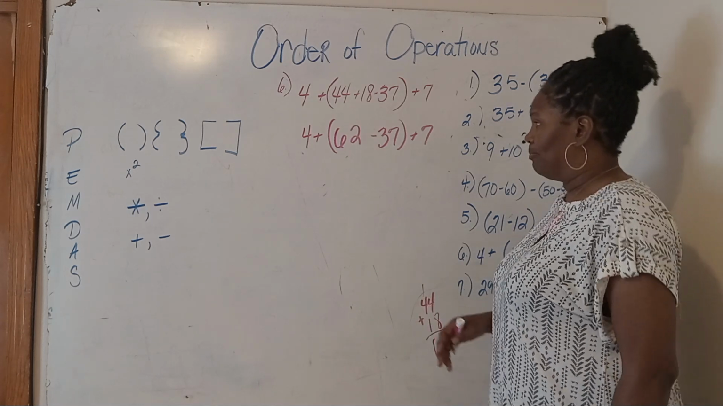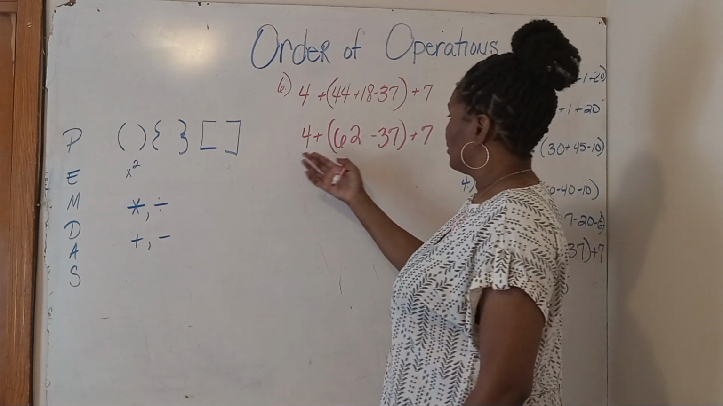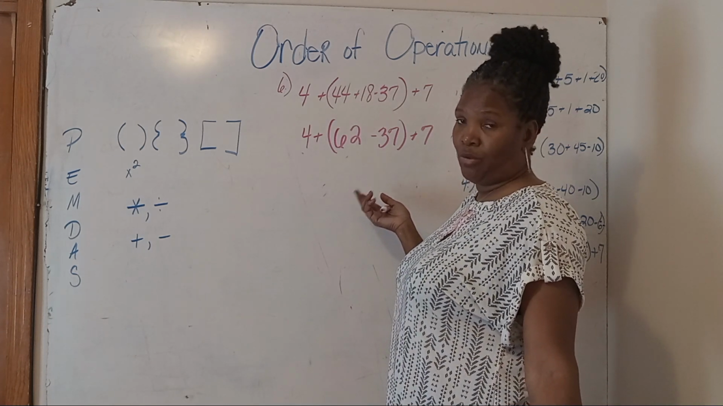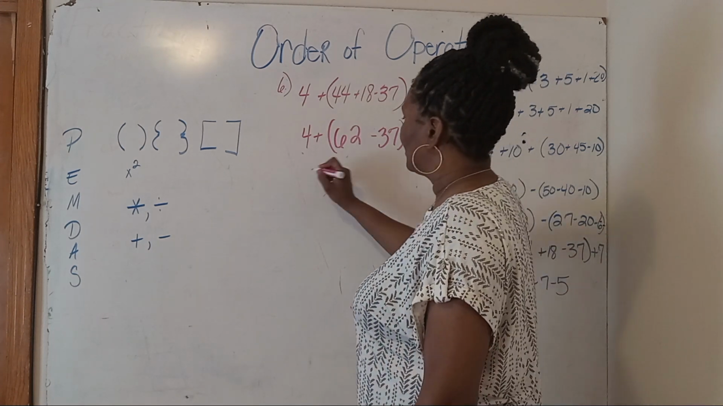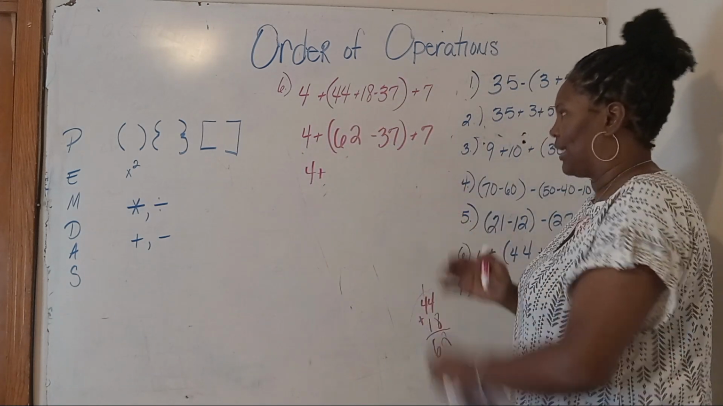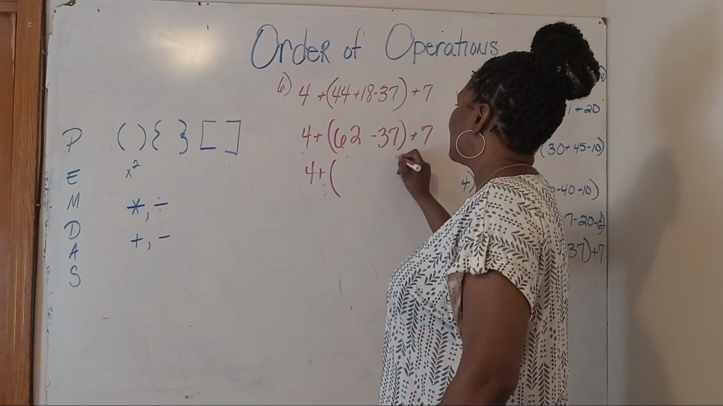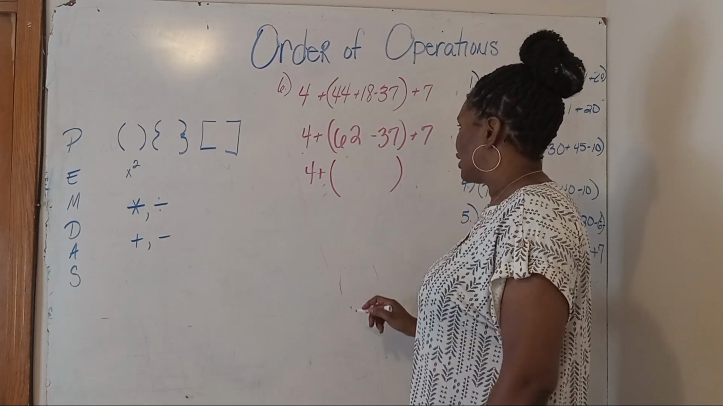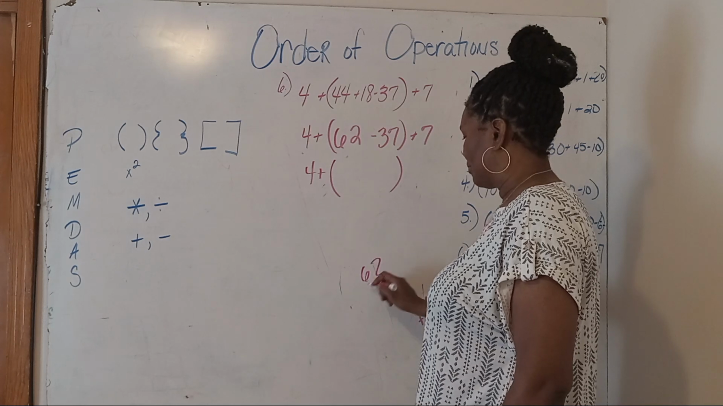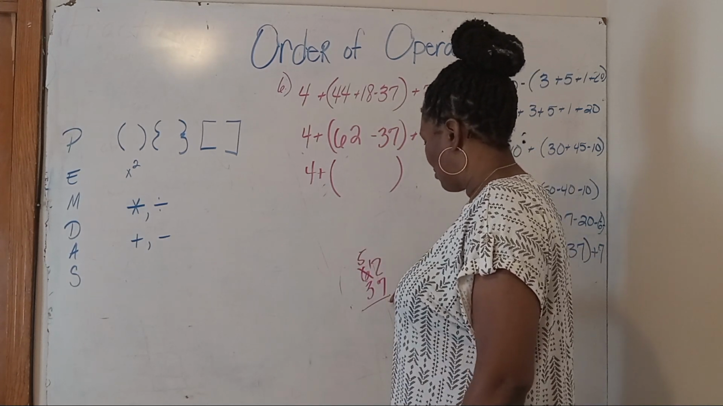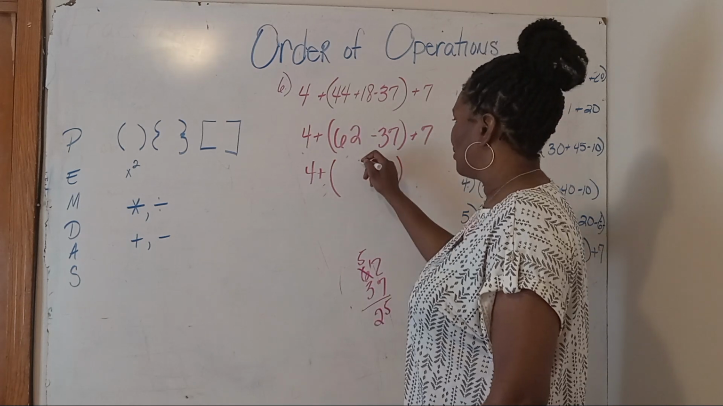All right. So now, order of operations tells us to do what? Still got to do parentheses. So I'm just bringing everything down. I'm not touching anything. All I'm doing is bringing it down. So we got 62 minus 37. I'm going to say that's 25, but let's make sure. Because sometimes I can be wrong. I wasn't wrong today.